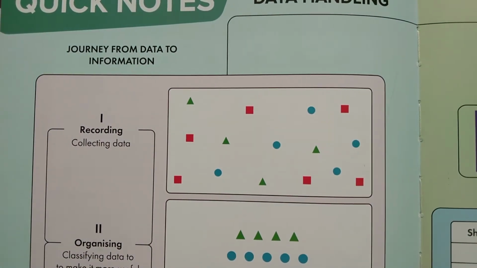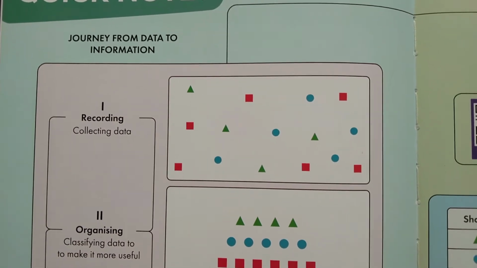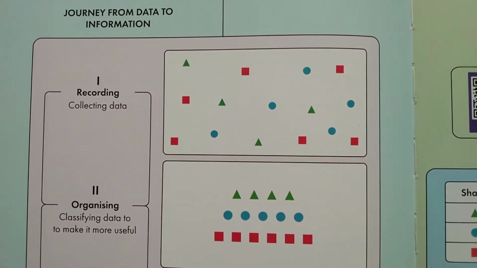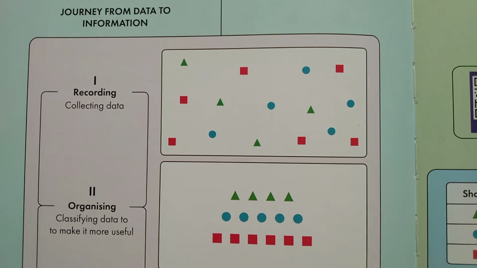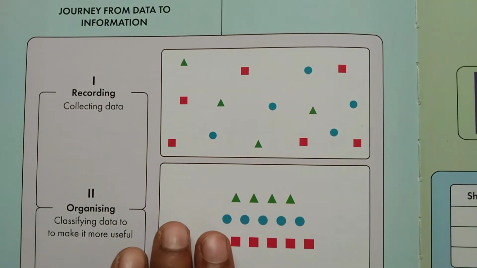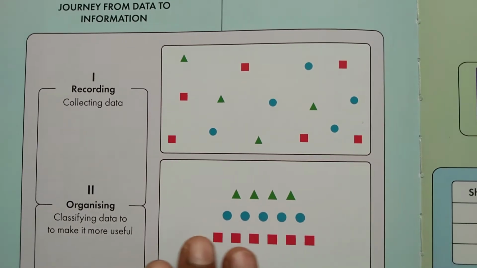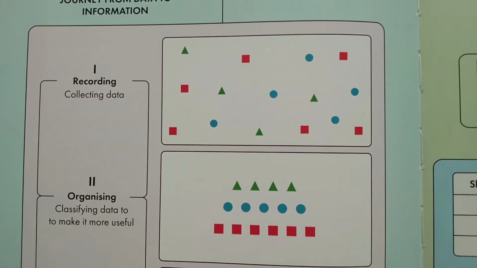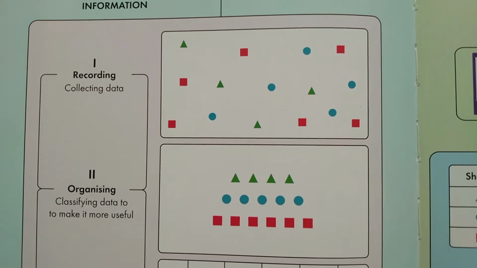And then what we need to do is organize it, I mean classify data to make it more useful. I mean all triangles in one line, all circles in the second line, all squares in the third line. So we are organizing data over here.